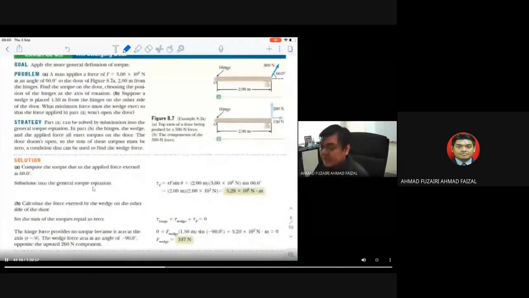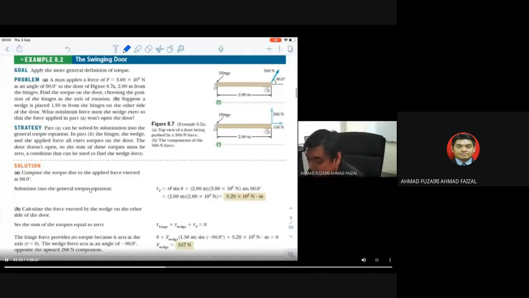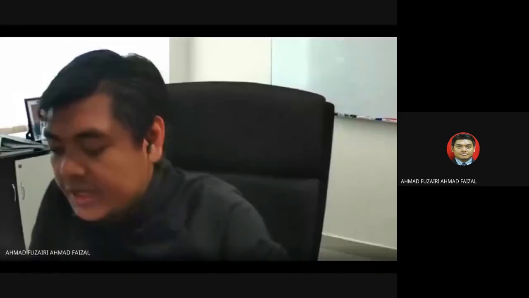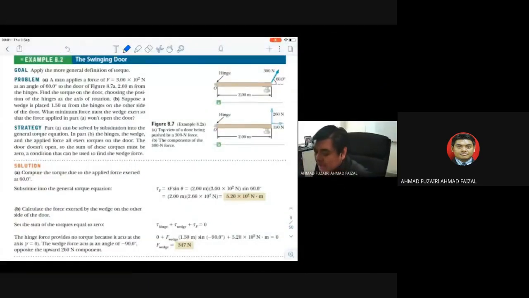let's look at this swinging door, from the examples in your textbook. A man applies a force of F equals 300 Newton at an angle of 60 degrees to the door in figure 8.7a, 2 meters from the hinges. So this one is the hinge, 2 meters. Meaning that 2 meters is definitely the distance here.